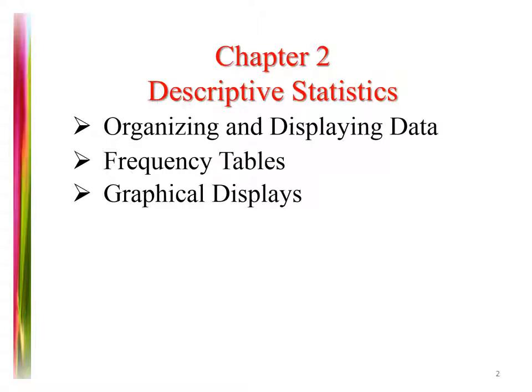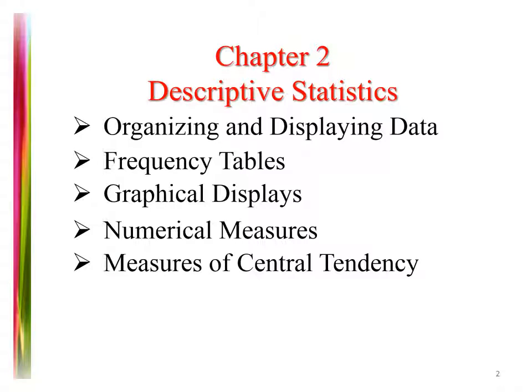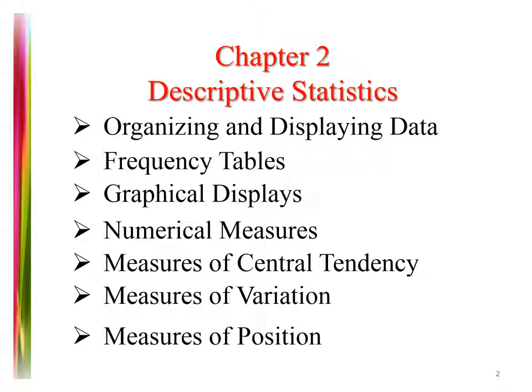First we are going to discuss how to organize the data and how to display the data. A popular organizing method is the frequency table. We will discuss the frequency table and some graphical displays such as pie chart, bar chart, stem and leaf diagram, and box plot. Then we will discuss the numerical measures: two important ones, measures of central tendency and measures of variation, and also the measures of position.